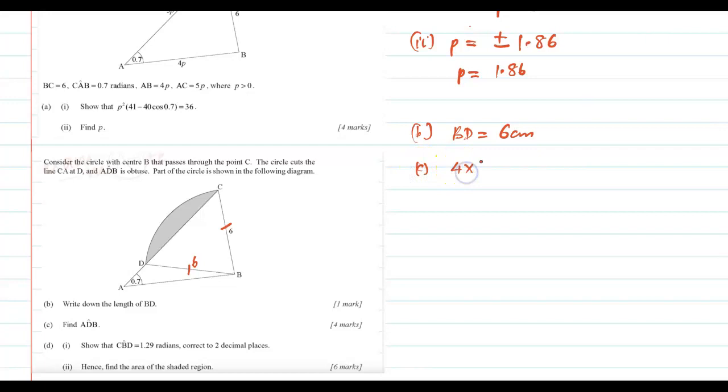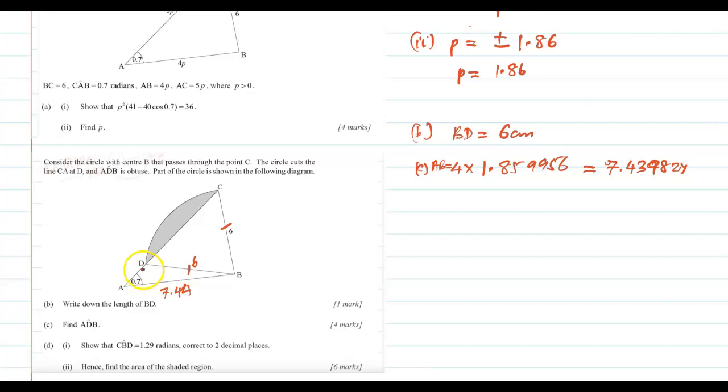So the length of AB will be 4 times the value of p that we got. Now you can't use 1.86, so make it a point that you use the entire value which is there, 1.859956. At least use more significant figures. So that's 7.43984, and I'm just writing 7.44 in brief over here.